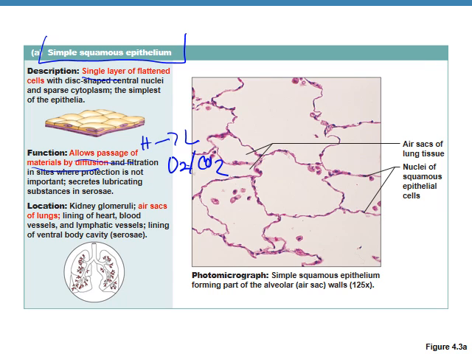Hopefully remember that. The location that I would like you to remember where you can find simple squamous epithelium is in the air sacs of the lungs. So this would make sense if this tissue is really good at transporting oxygen and carbon dioxide. It would make sense that you would find this in the air sacs of the lungs. This is where we breathe in oxygen and exhale carbon dioxide.